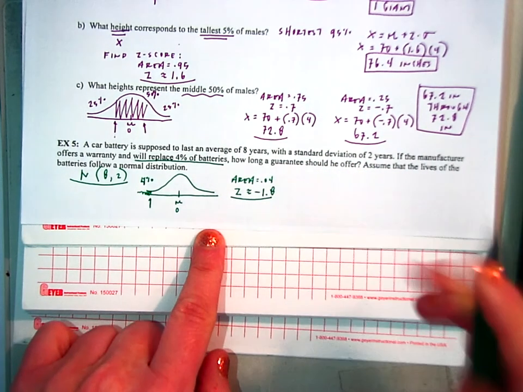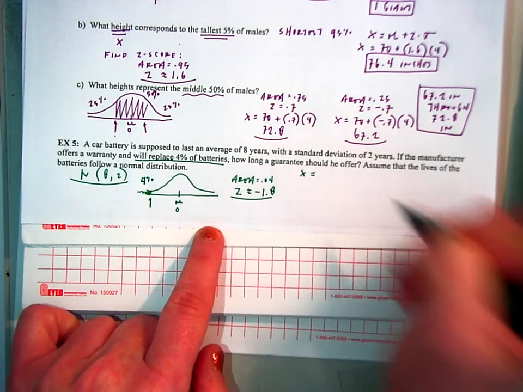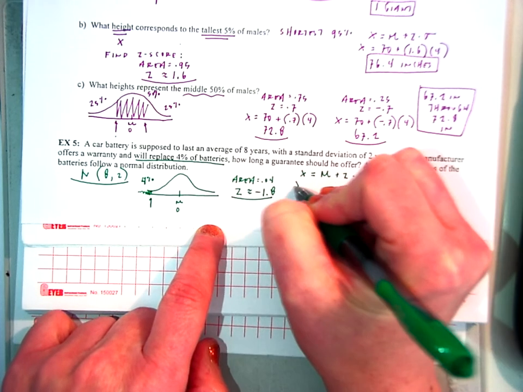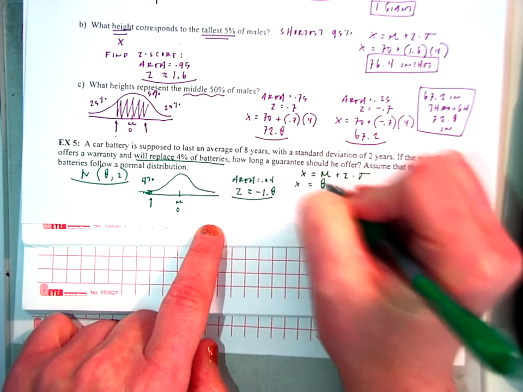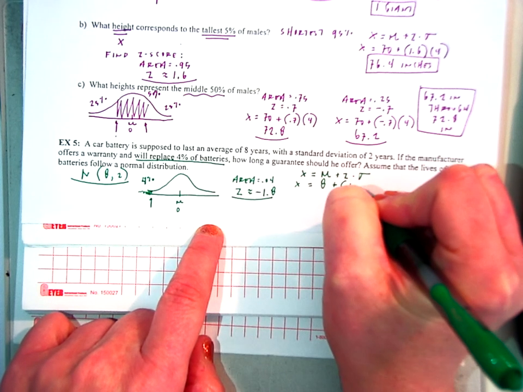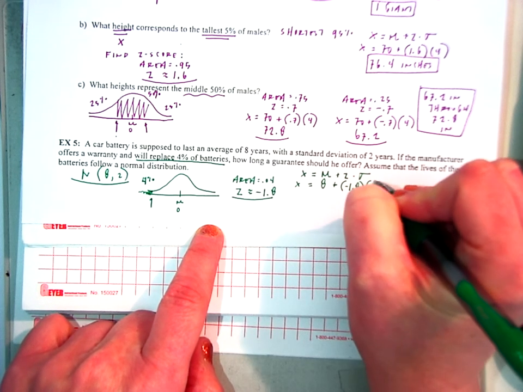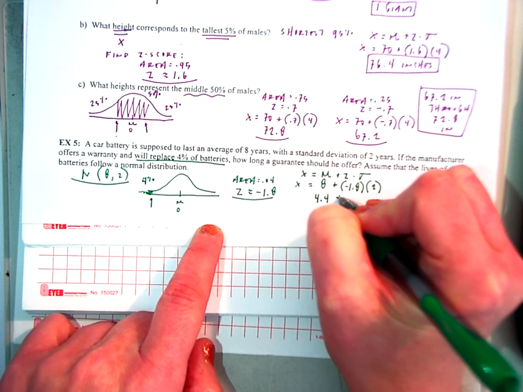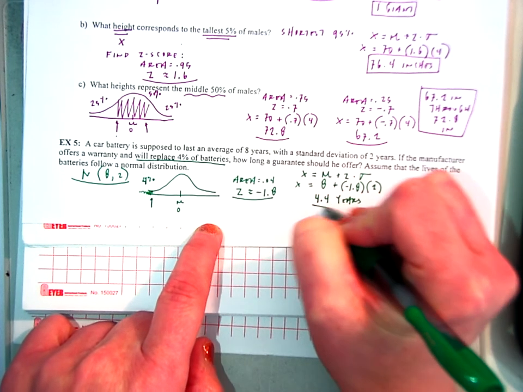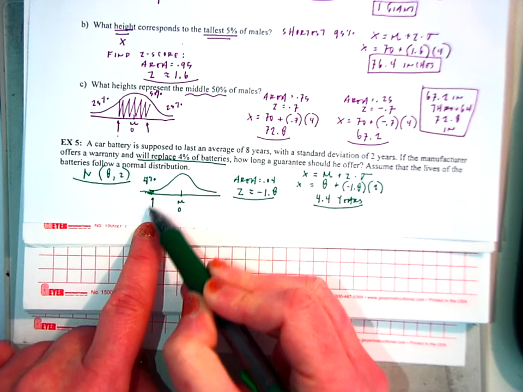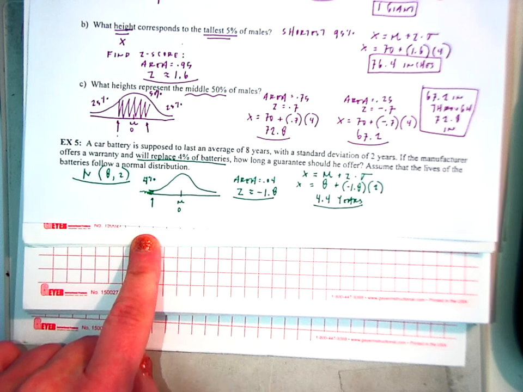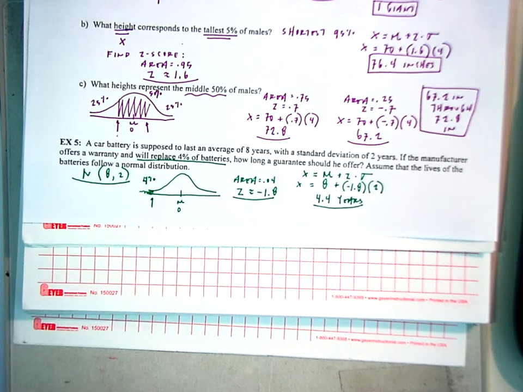Okay, so now I'm going to my observation formula. X equals my mean plus my z-score times the standard deviation. So the mean is 8 years. Z-score here is negative 1.8, and standard deviation is 2. So when I crunch all that, I get 4.4 years. So that would be the cutoff here. So any car battery that lasts 4.4 years or below, those are the ones that he's willing to replace because they dramatically underperform expectations.